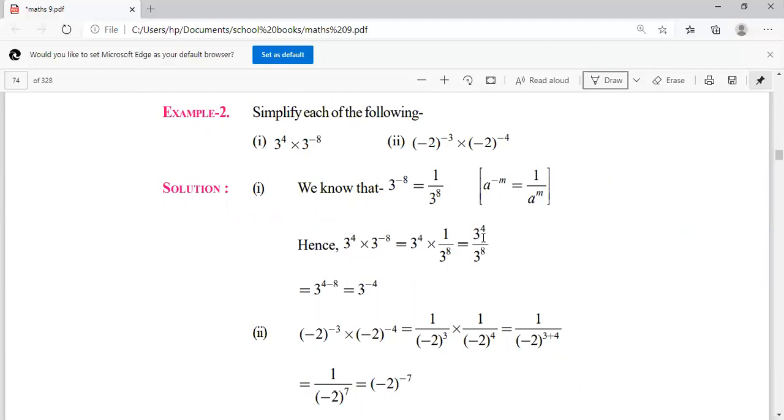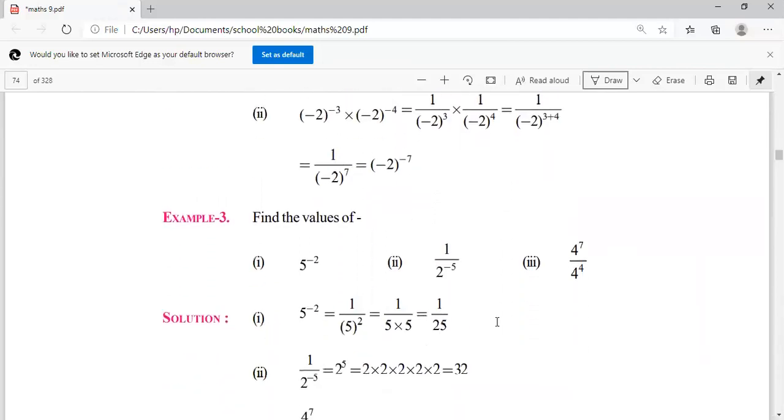Now see, once again the base is the same but the powers are different, and it is in division form. So using the division law, you can subtract the powers. You will get 3 to the power 4 minus 8, which is equal to 3 to the power minus 4. This will be your answer. In the same way, you can solve the other questions also.